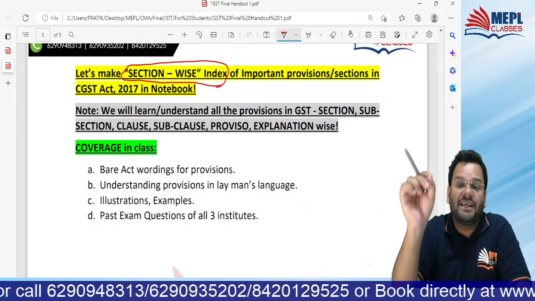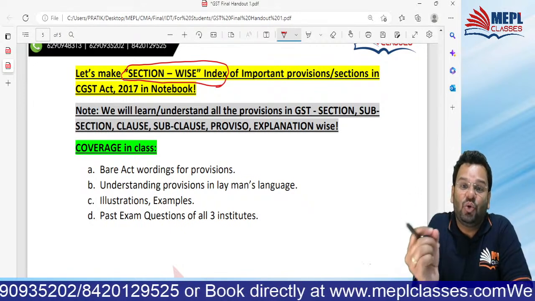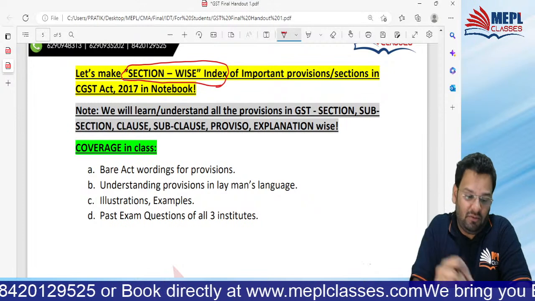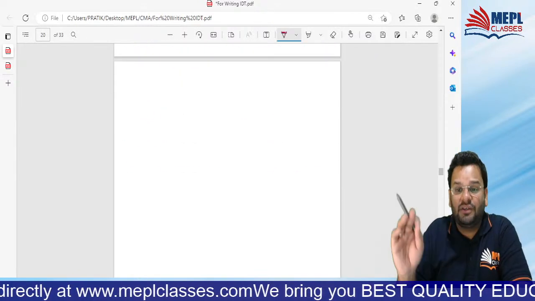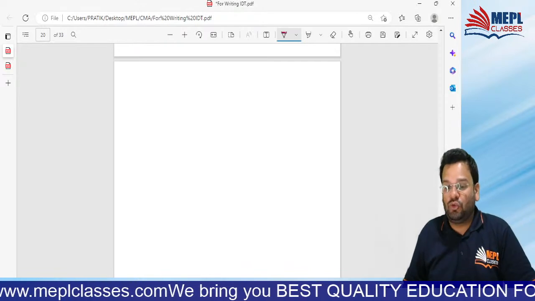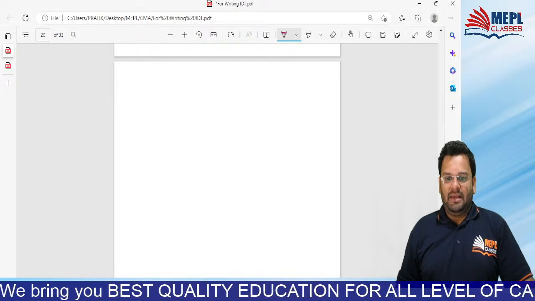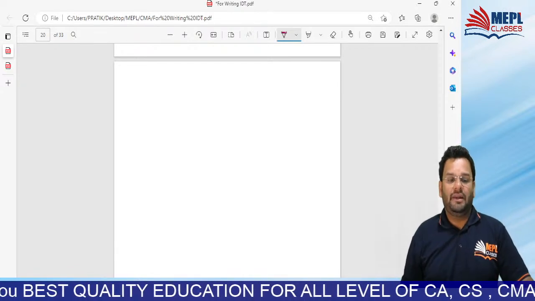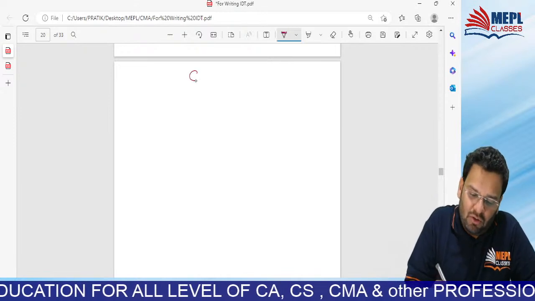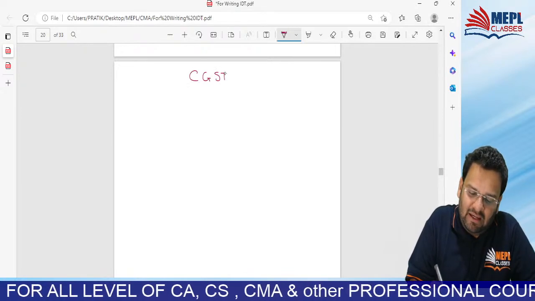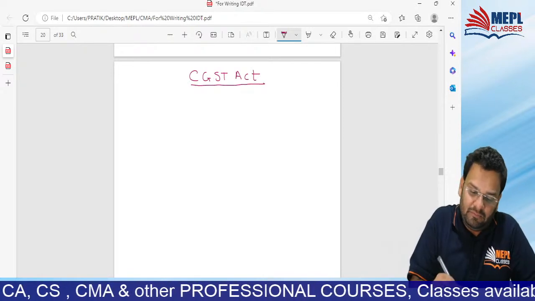Someone was asking me yesterday, please sir, let us know when exactly we have to make notes in the notebook. So yes, this is the first instance where you have to make notes in detail. Are you ready with notebook? Let me know quickly. Are you ready with notebook for taking in depth the sections of CGST Act?